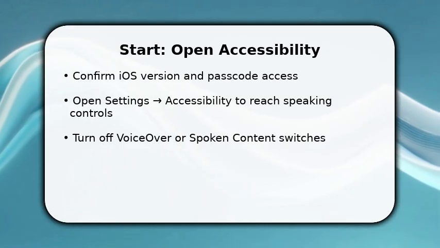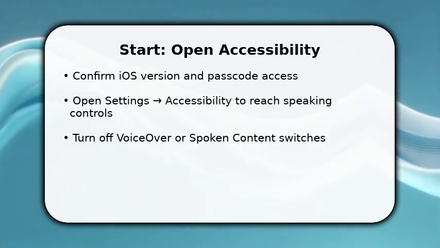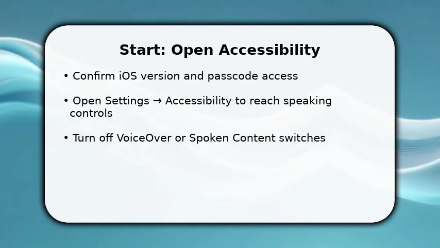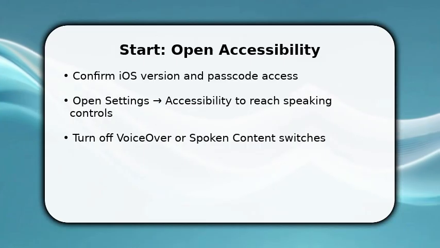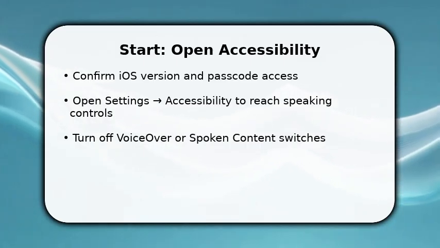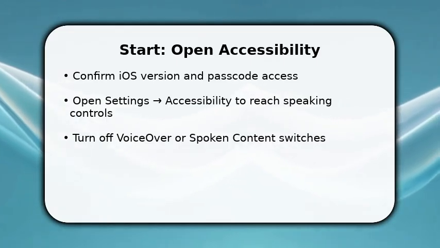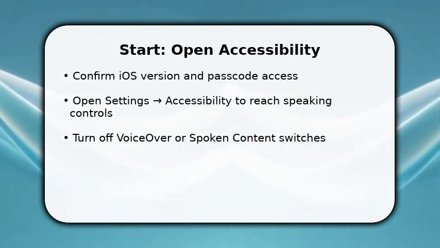Make sure you locate VoiceOver and spoken content immediately, because these are the two places that make the phone read text aloud. Tap VoiceOver first and toggle it off, then return and tap spoken content to access Speak Selection and Speak Screen. This gets you into the precise controls you'll change next.